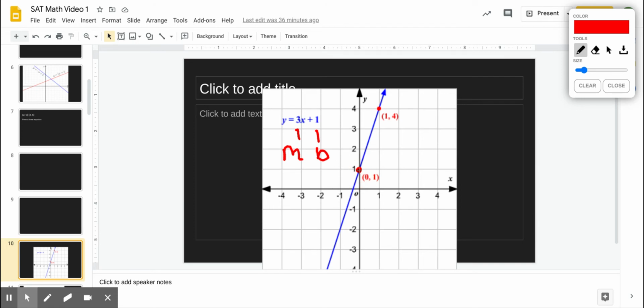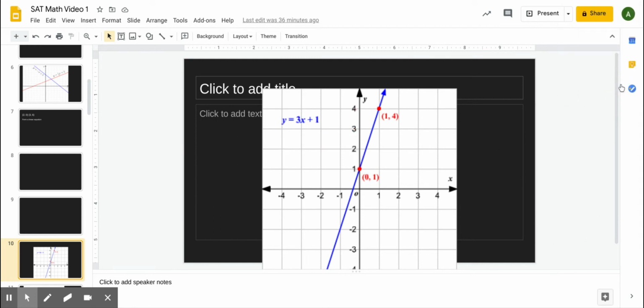And from this 1, if we go up 1, 2, 3 over 1, right, we know that the slope is 3. It's the rate of change. It's going up 3 over 1, and it's doing that forever. So that's how we got that. And again, it's in slope-intercept form. There's also standard form, which we'll go over.